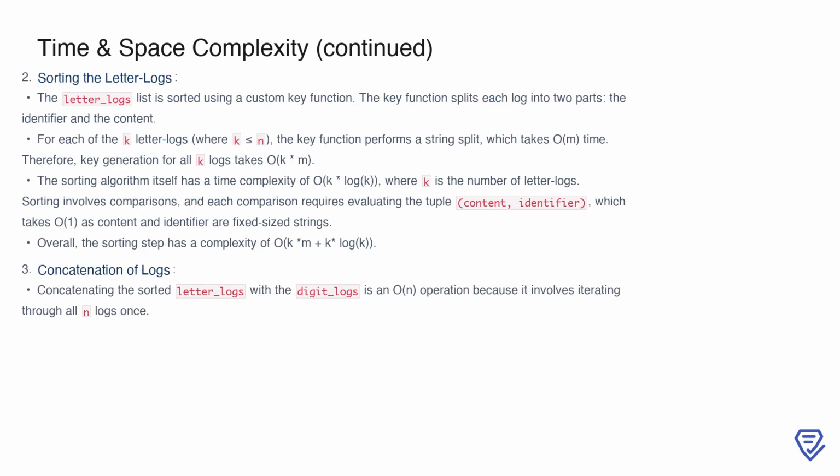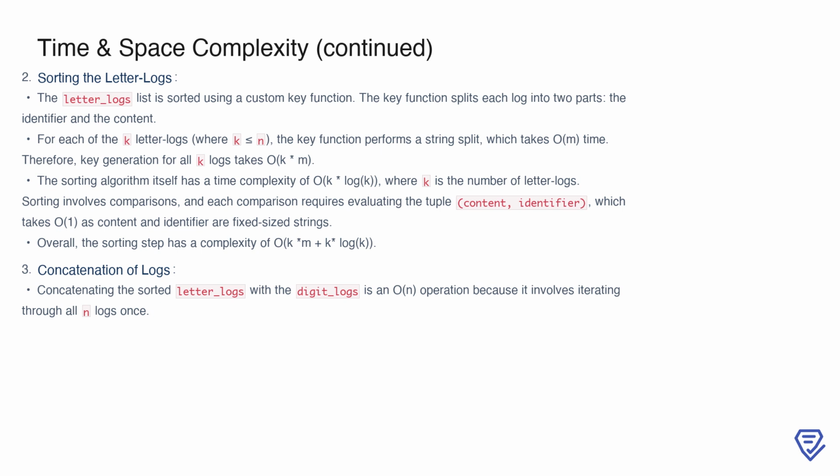Now, let's focus on sorting the letter logs. The letter_logs list is sorted using a custom key function. This key function splits each log into two components, the identifier and the content. For the k letter logs in the list, the key function performs a string split for each log, which takes O(m) time. Therefore, generating the sorting keys for all k letter logs requires O(k*m).